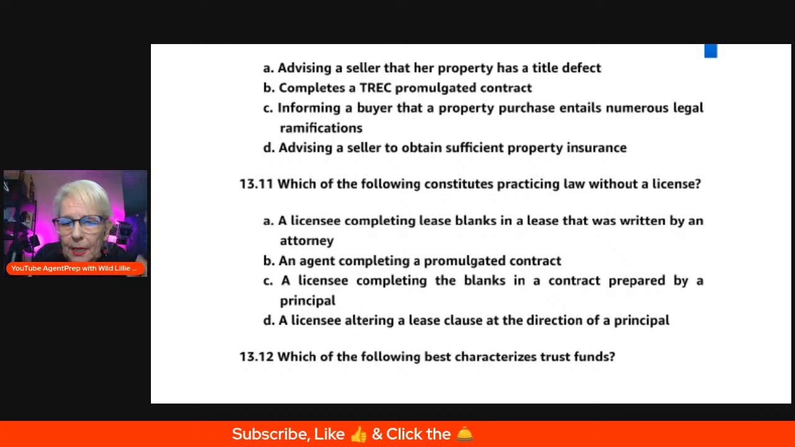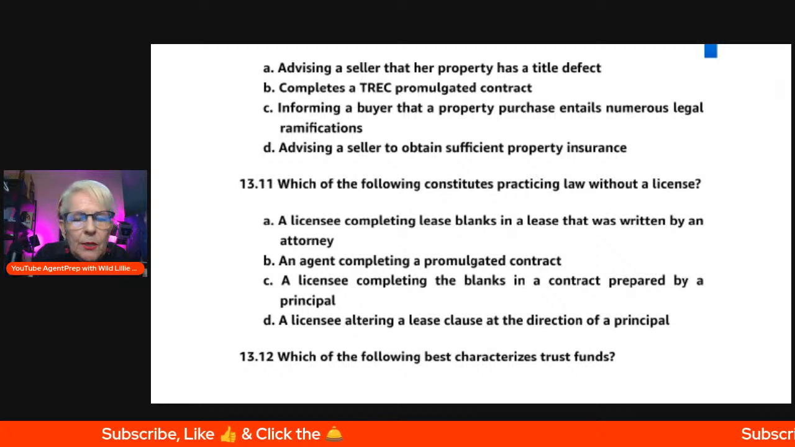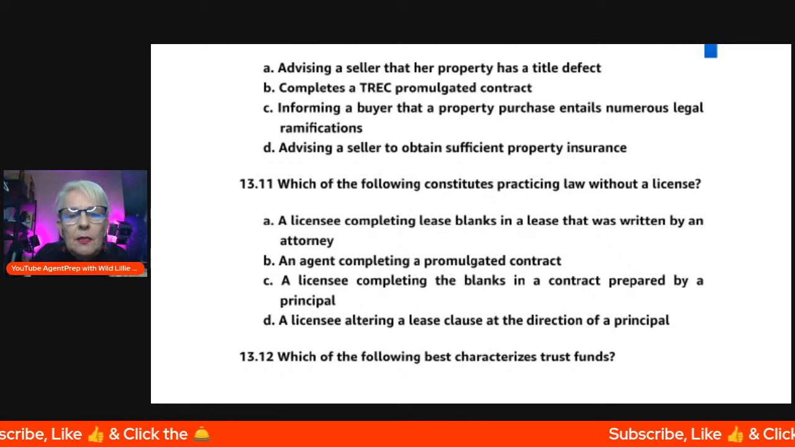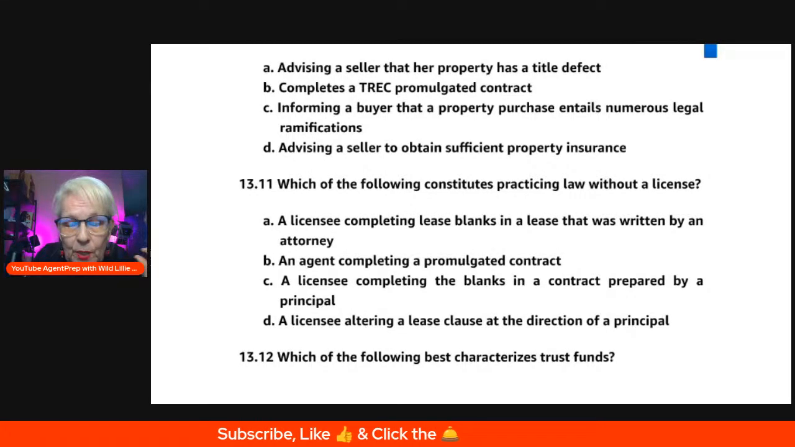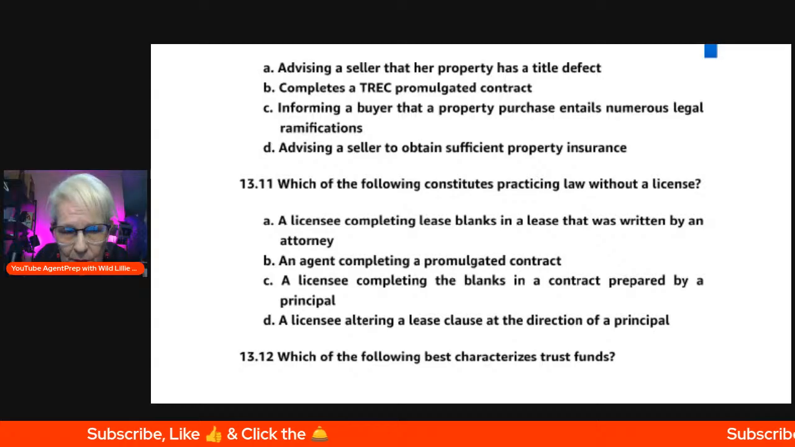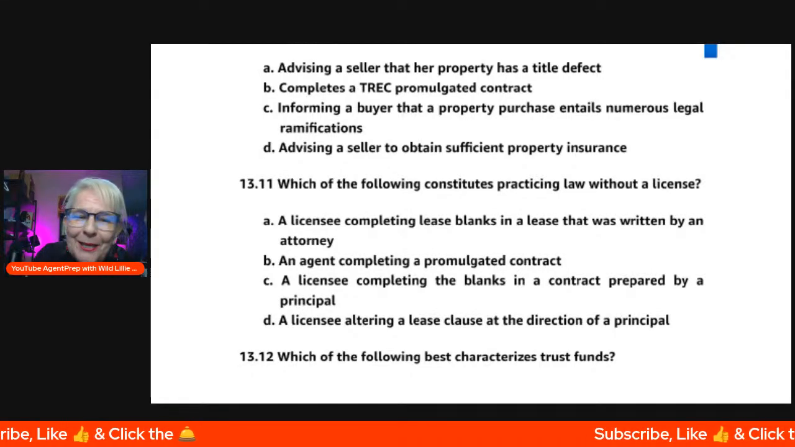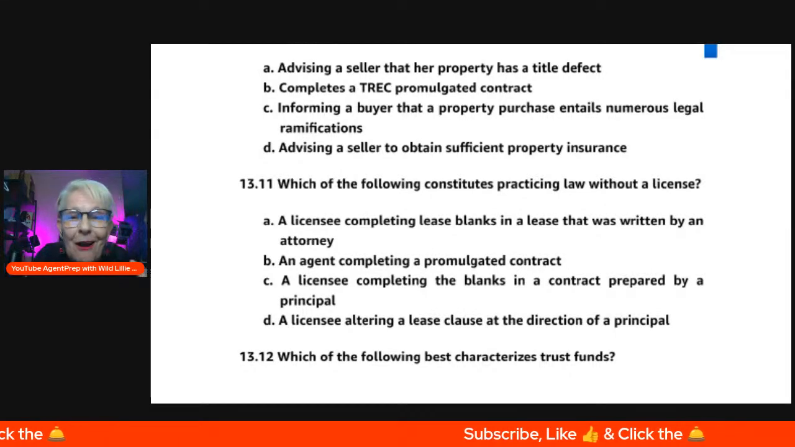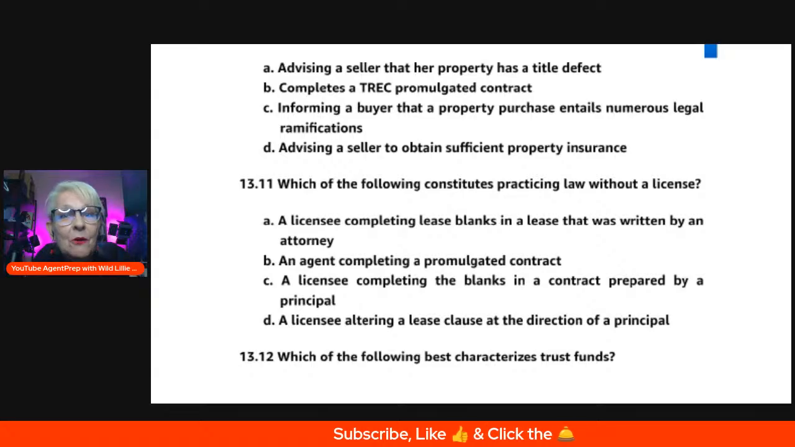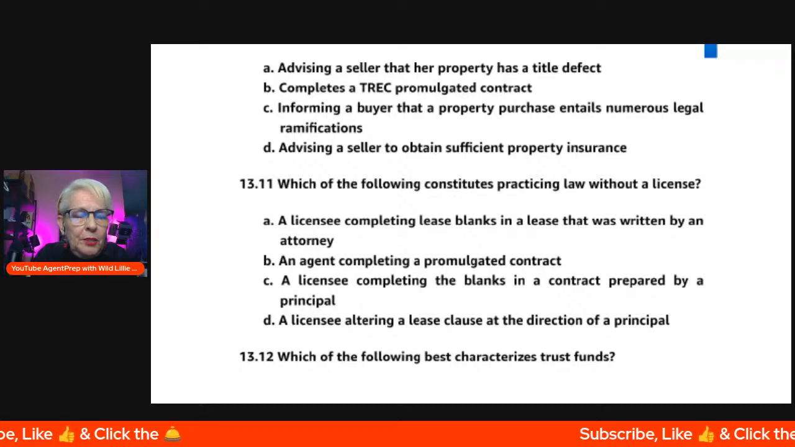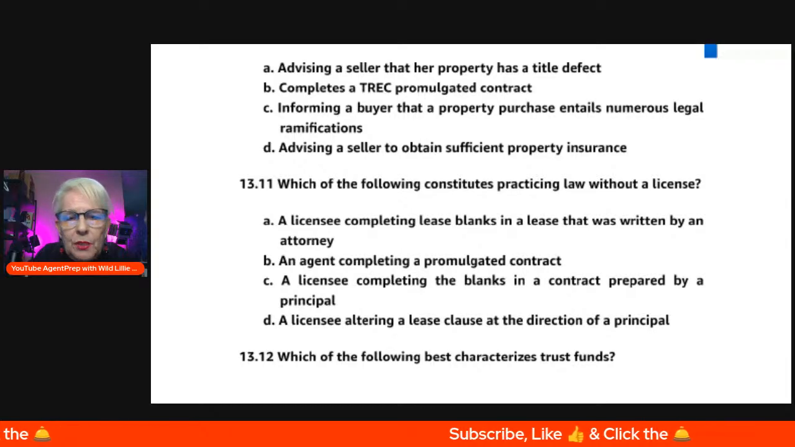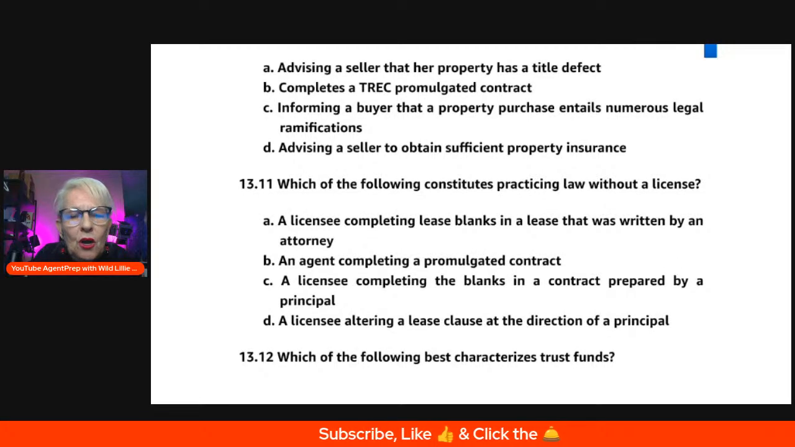Okay, so nobody had any questions, so I'm continuing on. Which of the following constitutes practicing law without a license? And remember, we are not attorneys. We are realtors. R-E-A-L-T-O-R, realtor. I used to say it differently, and so do many others, but the real word is realtor. So which of the following constitute practicing law without a license?